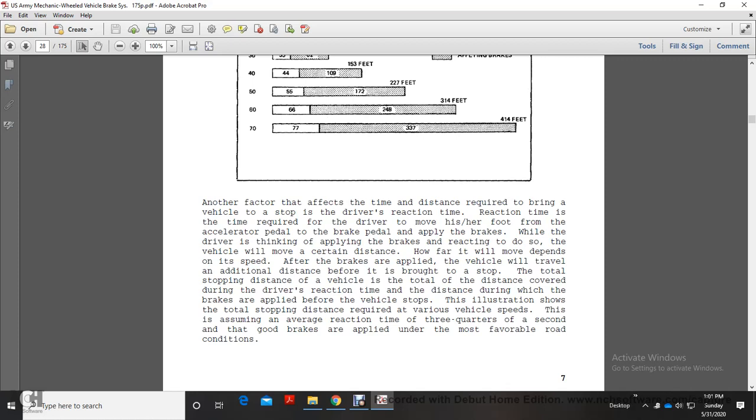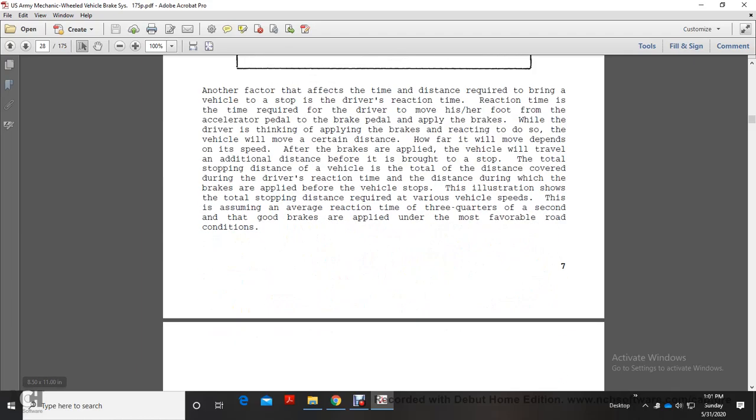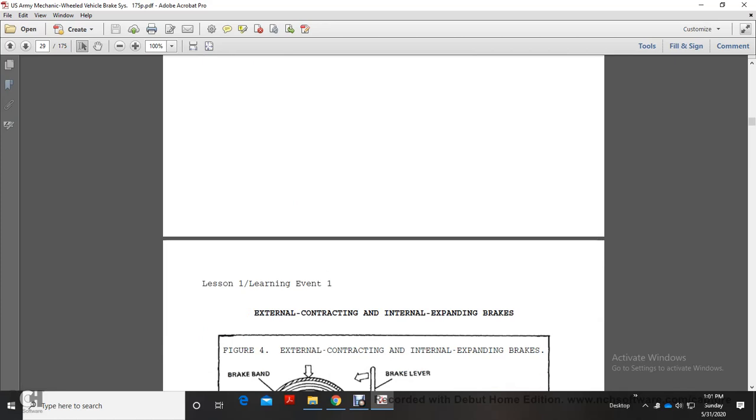The total stopping distance of the vehicle is the total distance covered during the driver's reaction time plus the distance during which the brakes are applied before the vehicle stops. The illustration shows at the top the total stopping distance required at various vehicle speeds. This assumes an average reaction time of three-quarters of a second, and good brakes applied under the most favorable road conditions.